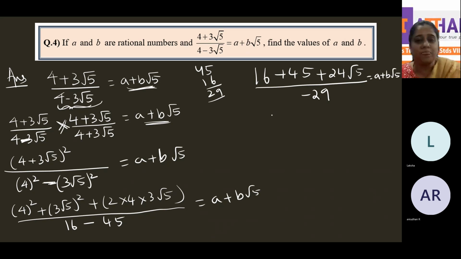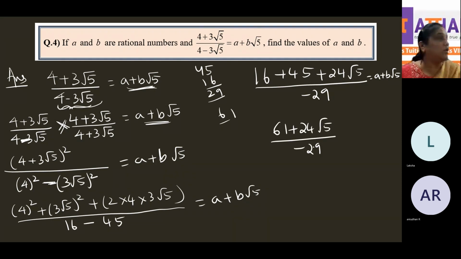Then what is 16 plus 45? Add them: 61. So 61 plus 24 root 5. You cannot add 61 and 24 root 5. They are unlike terms. Don't add 61 and 24. You can multiply them, but you cannot add them. They are unlike. Is equal to A plus B root 5.